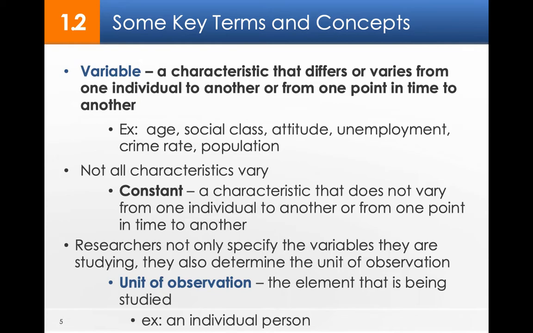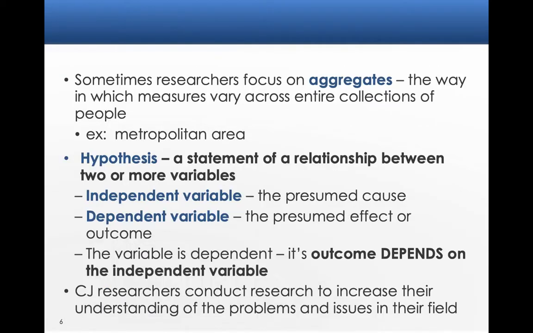Researchers not only specify the variables they're studying, but also the unit of observation. The unit of observation is the element being studied, for example, an individual person. Sometimes researchers focus on aggregates, the ways in which measures vary across entire collections of people. For example, how many homicides happen in a metropolitan area.